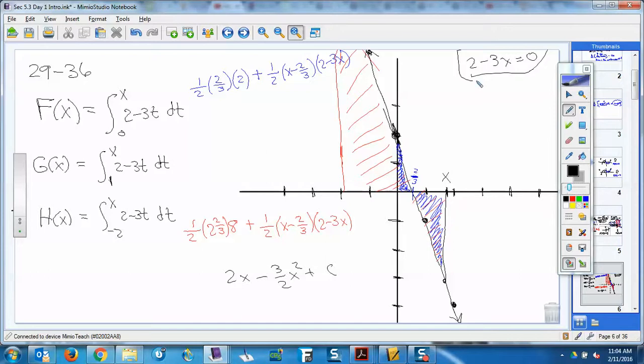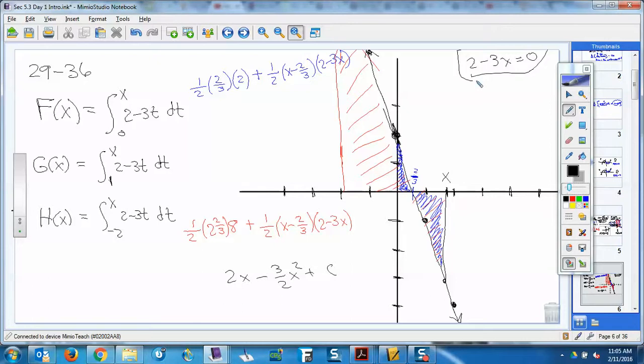Number 30, find a formula for big F minus big H. Well, what should happen if you take any of these two and subtract them from each other? You should get C. The C will just be the only thing left, right? Because that's the only difference. The 2x will subtract out, the -3 halves x squared will subtract out, so not a big deal here.